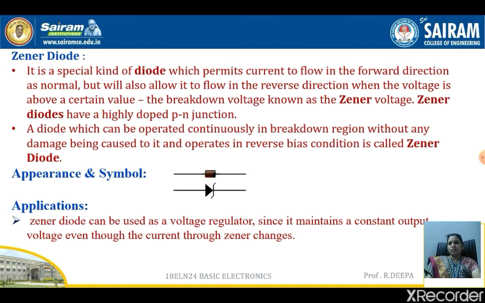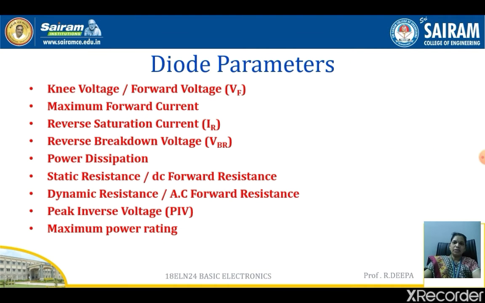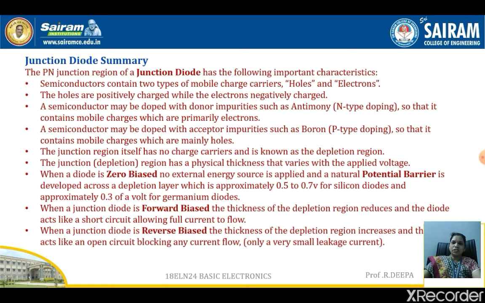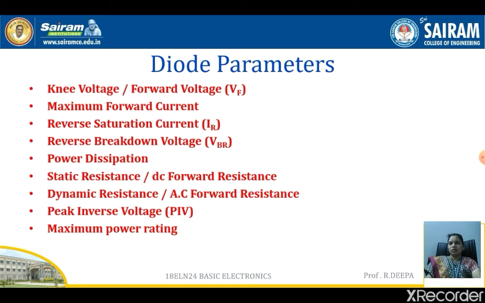So followed by that we are going to study what are the parameters of a diode. The first parameter is the knee voltage or forward voltage, the point at which the forward current starts increasing exponentially. We'll call it the knee of the curve, and the corresponding voltage is called knee voltage. The second parameter is maximum forward current. It is the maximum flow of current obtained when the input voltage exceeds the knee voltage.